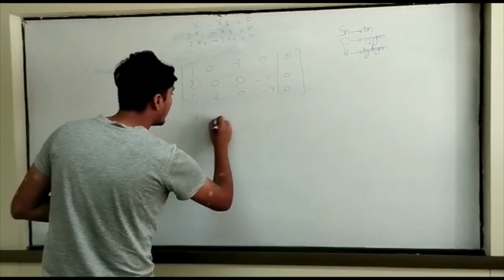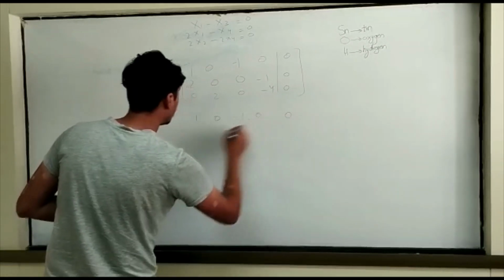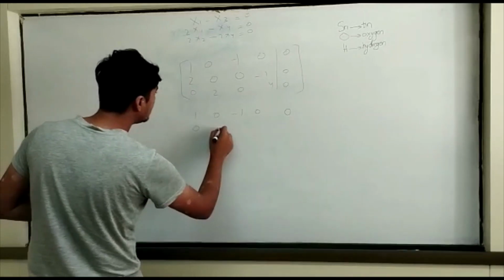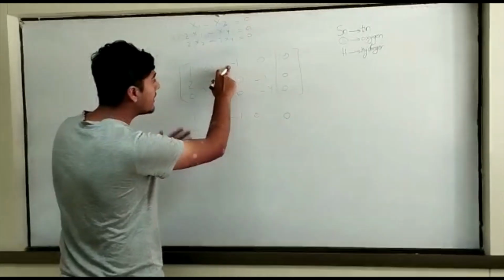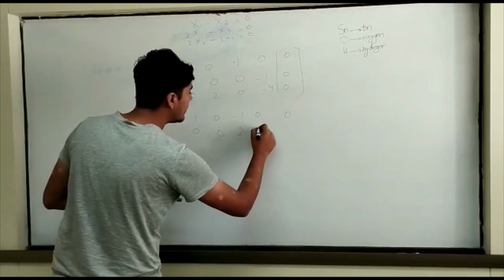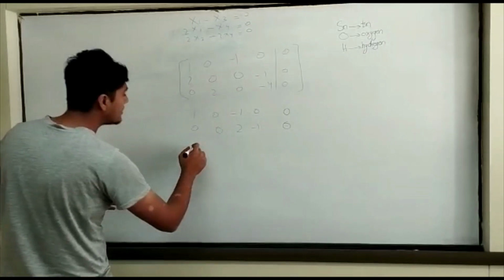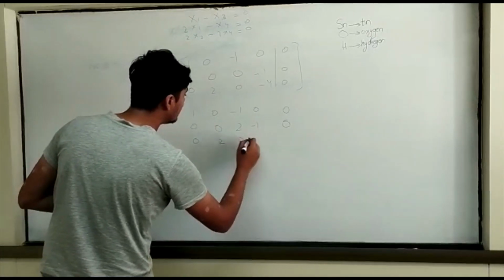So now I get the first row as is. In the second one I will be getting 0 over here, and then multiplying this by 2 and subtracting it, so I'll be getting 2 and minus 1 and 0. And the third one I will be keeping the same. So 0, 2, 0, minus 4.